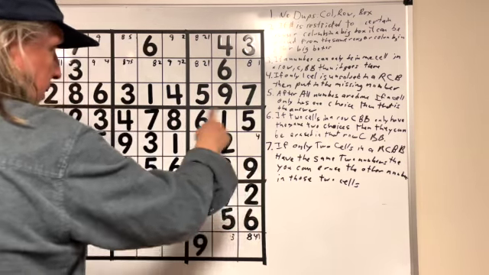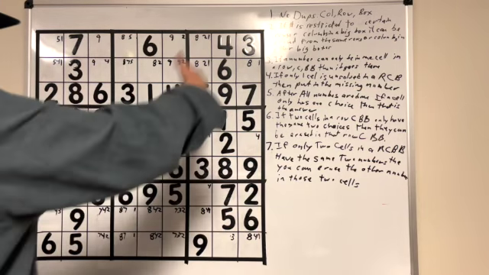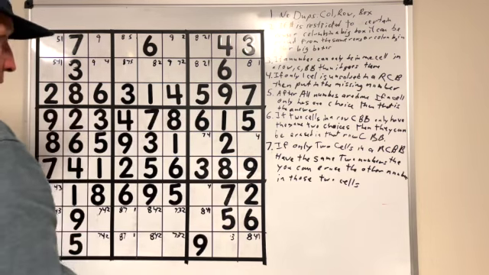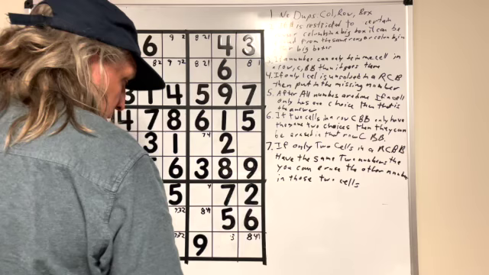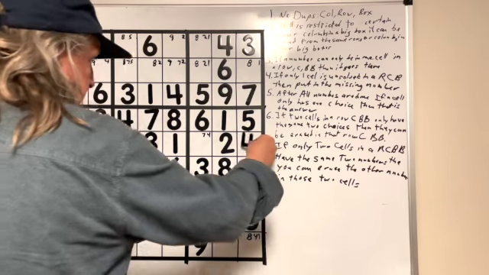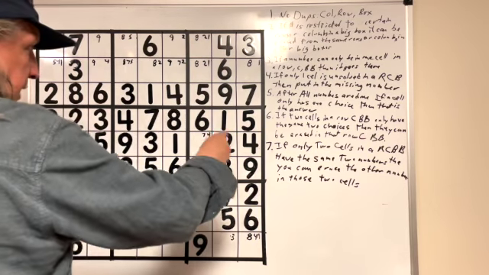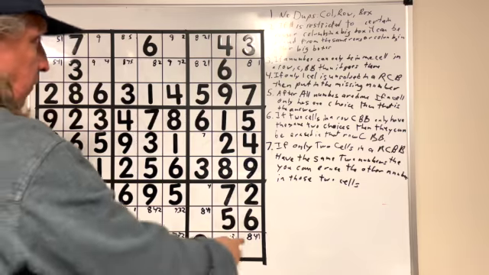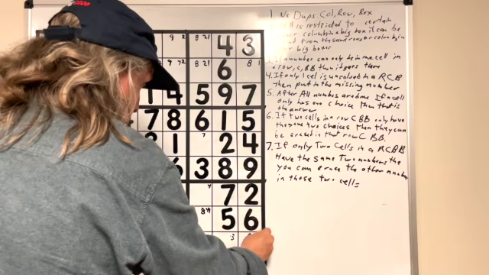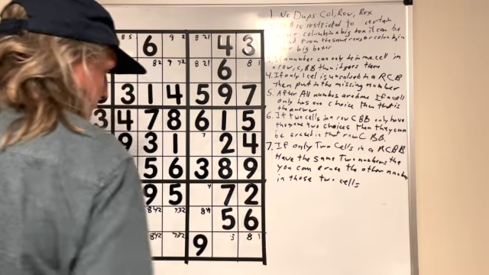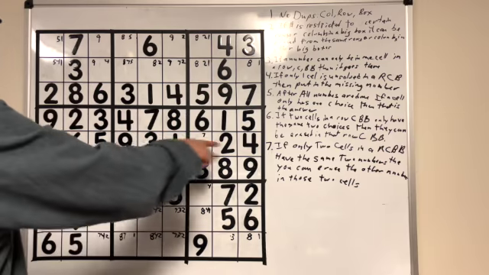Let's do this 5. Any 5s in here? No. Any 5s here? No. Any 5s here? No. Good. Let's move on to this 4. Any 4s in here? Yep, there's a 4. Any 4s here? Yes, there's a 4. Good. 4s, no, no, no.